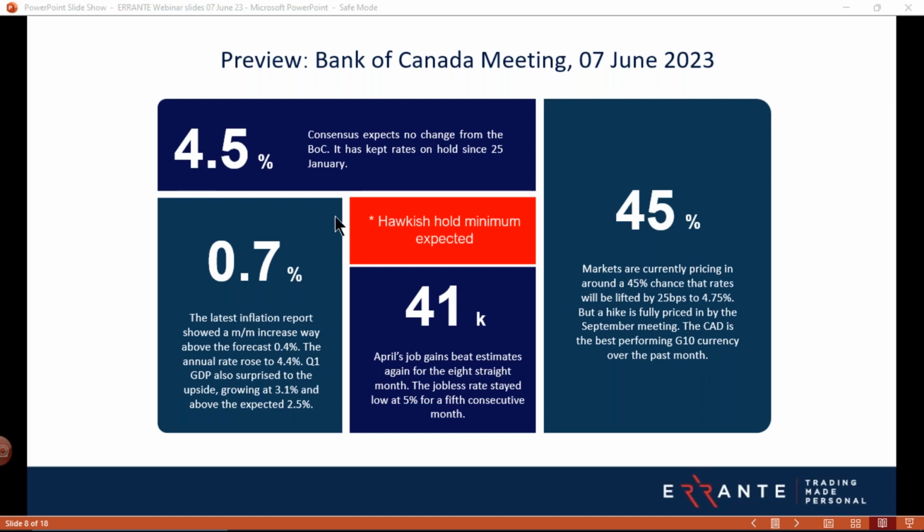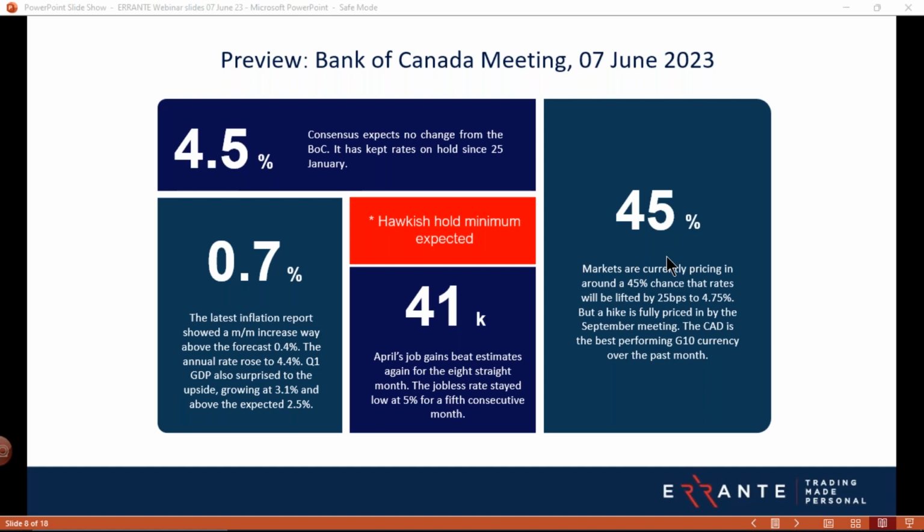So Bank of Canada would keep rates at 4.5%, but money markets have lifted the chances of a 25 basis point hike to 4.75% from around 30% only last week, to around 45% now. So odds are slightly higher towards a coin toss, really, after the RBA's surprise move. But certainly they're pricing in a full 25 basis point hike by the September meeting.